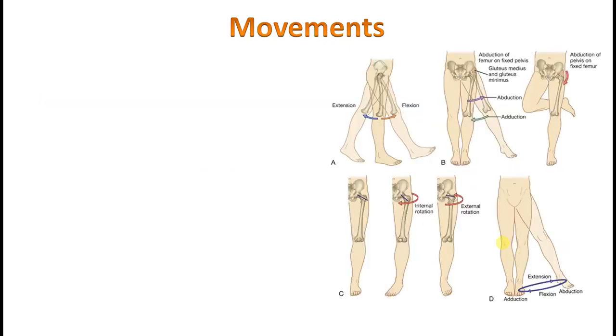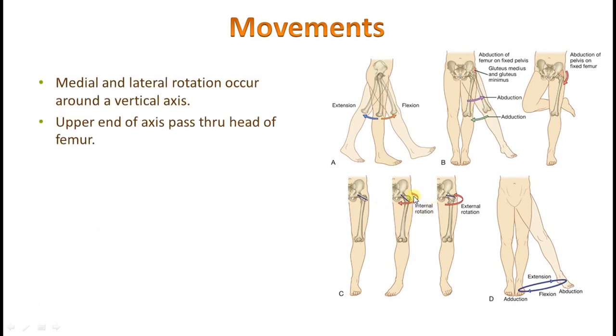The next movement which we are going to see is the medial rotation and the lateral rotation, which takes place around a vertical axis. So transverse axis for flexion extension, antero-posterior axis for abduction adduction, and vertical axis for medial rotation and lateral rotation. The upper end passes through the head of the femur, but the lower end passes through the lateral condyle when the foot is on the ground. When the foot is off the ground, it might pass anywhere along the foot.